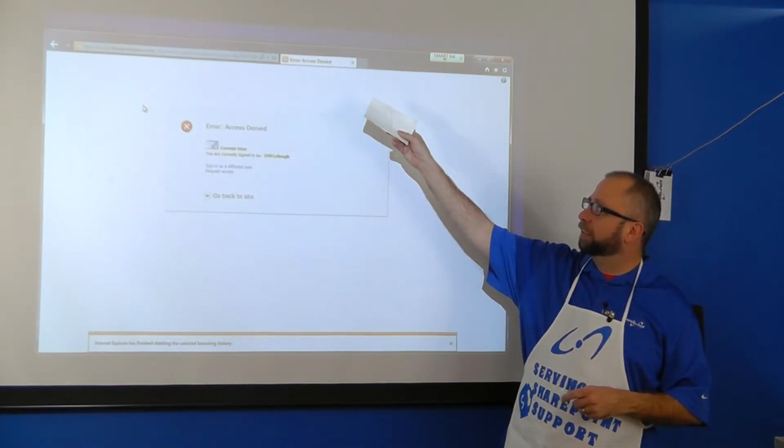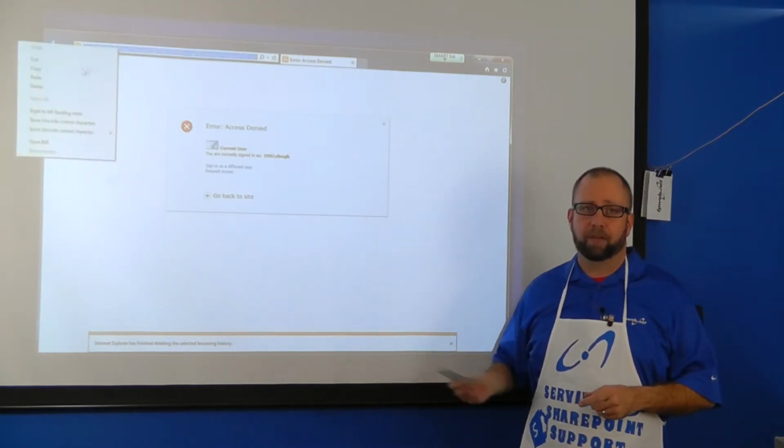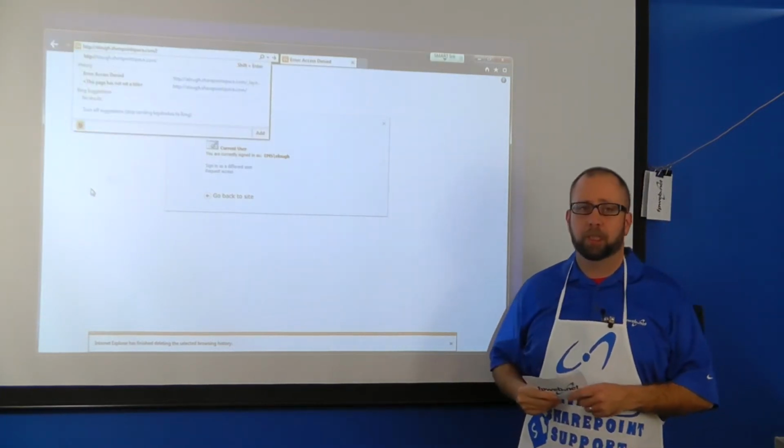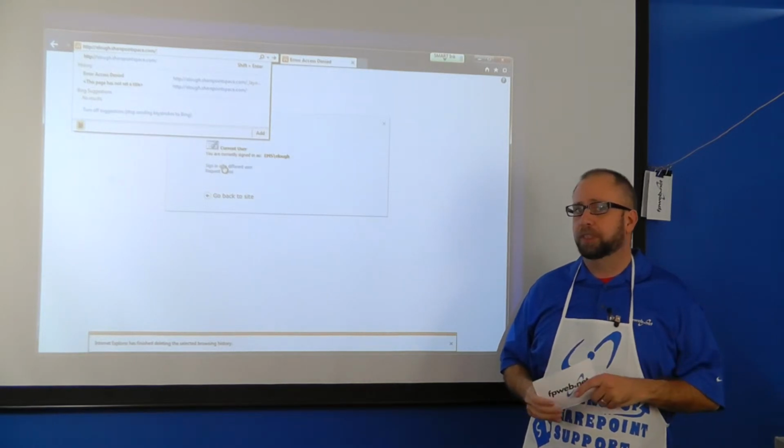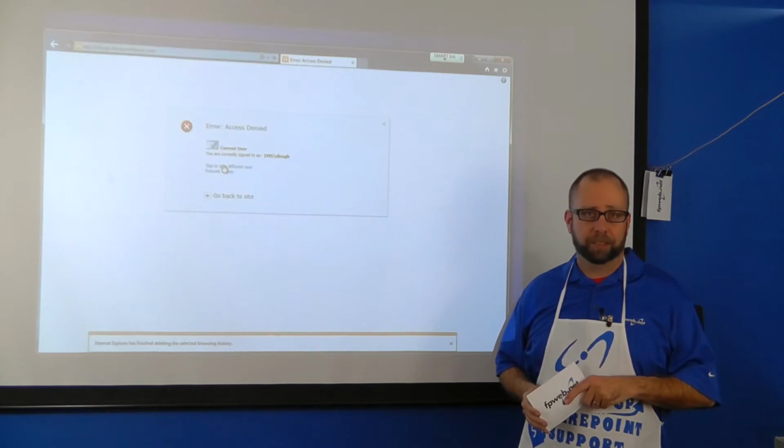Uh-oh, I see an access denied coming. That's not good either. That could mean one of two things: you're going to the wrong place within SharePoint, or you don't have permissions to go to where you think you're going. You need to get a hold of the admin and get the proper permissions.